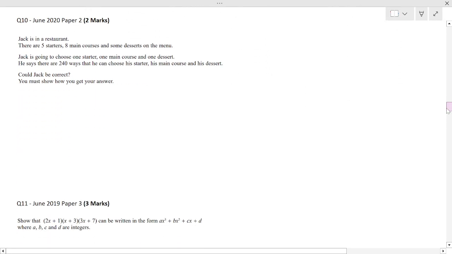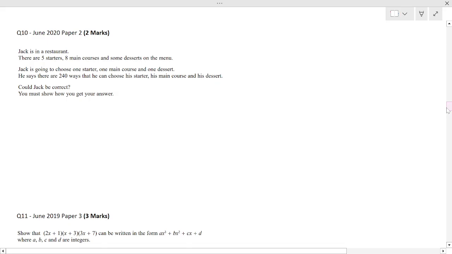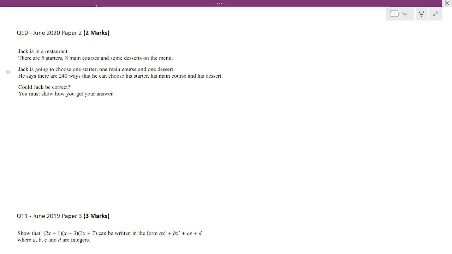Okay, we're on question 10 now. Jack is in a restaurant. There are 5 starters, 8 main courses, and some desserts. I'm not giving us that number, but there are some desserts on the menu. He's going to choose 1 starter, 1 main course, and 1 dessert. He says there are 240 ways of choosing a starter, main course, and dessert. Is he right? Okay. Well, again, it's a combination question, isn't it? You start to pick these up when you practice loads of these sorts of questions.